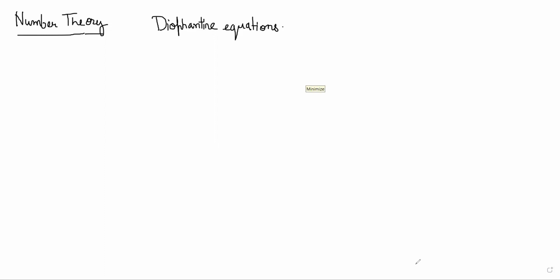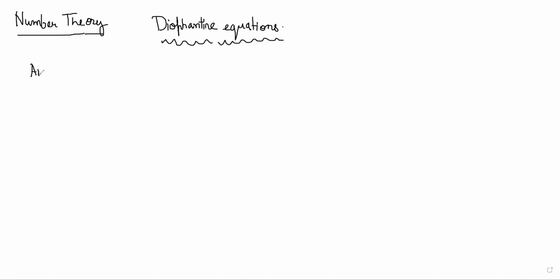Yeah, okay. So today we'll do the last class of number theory for now. This will be about Diophantine equations. Basically, these are multivariable equations. So I'll just give you the definition first.